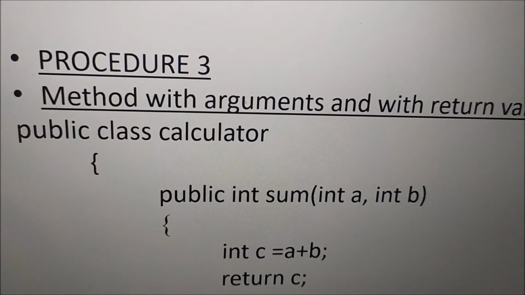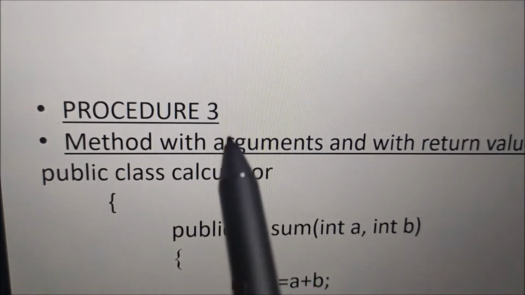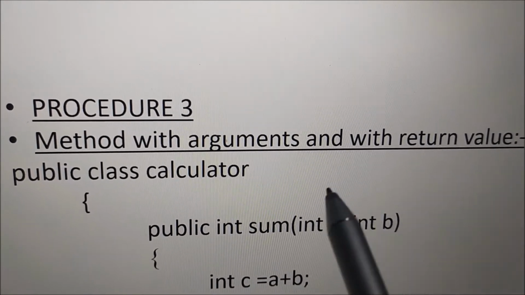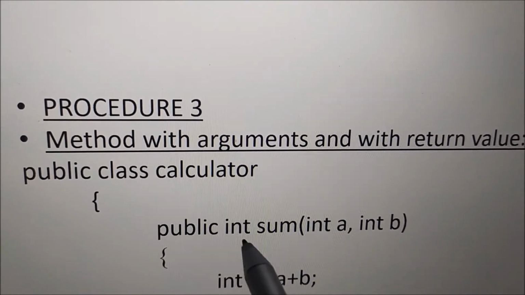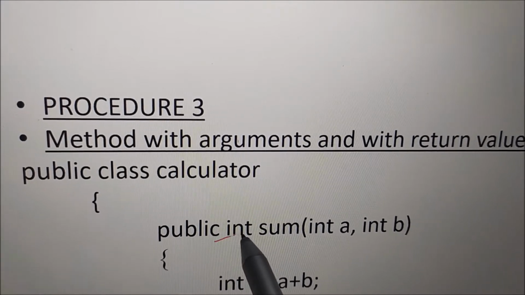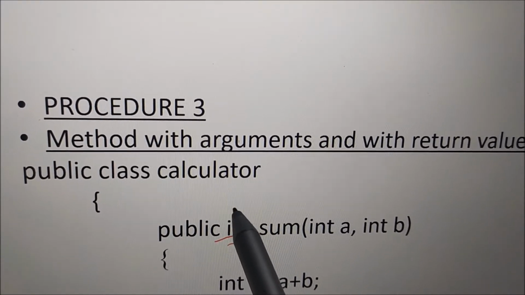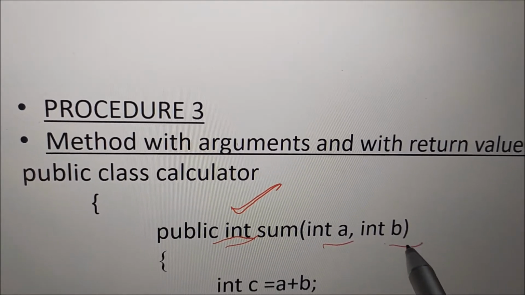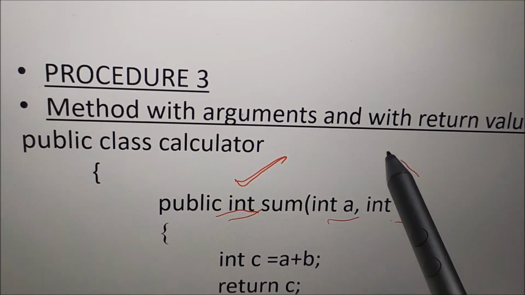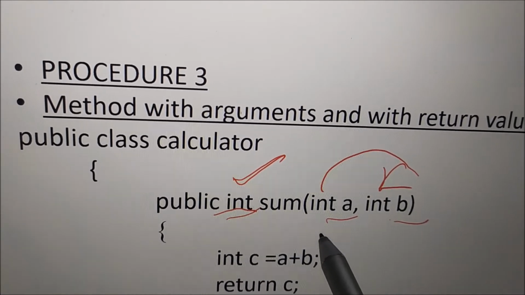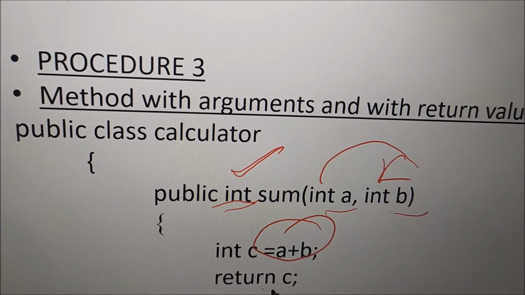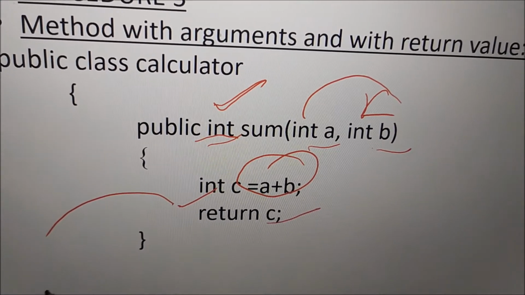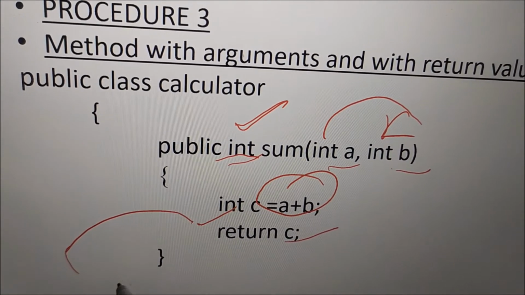The third one we have to discuss, the procedure 3, that is method with the argument with return value. Okay, so method with argument with return value. Return value means instead of writing void, the return data type we have to write here, int. Argument is written here, a and b. So whatever the value received by the a and b has to be calculated here, and the result c has to be returned. So the control goes to where? To the main method. Okay, to the calling method.